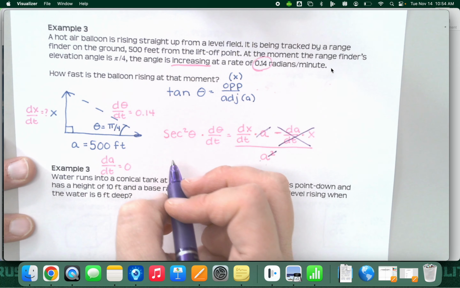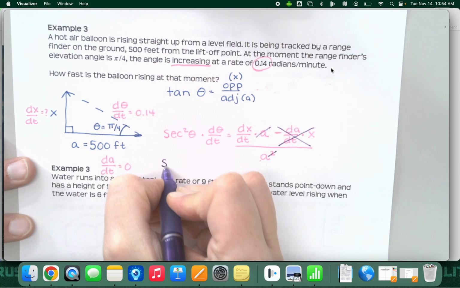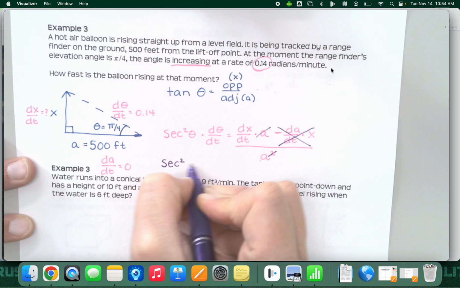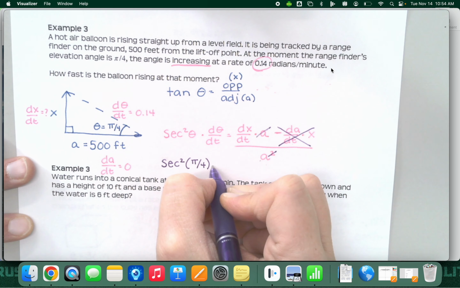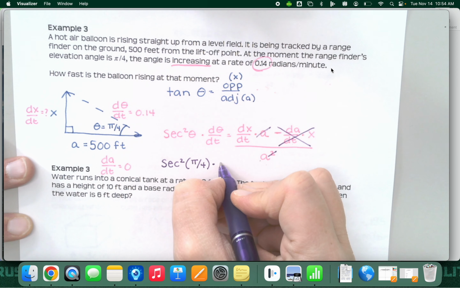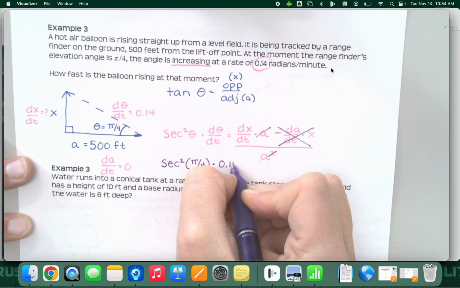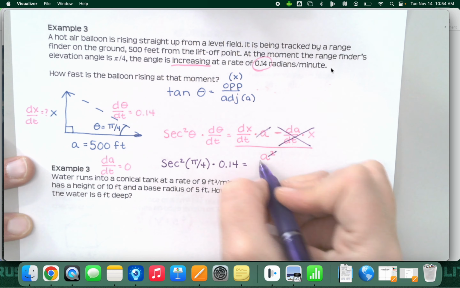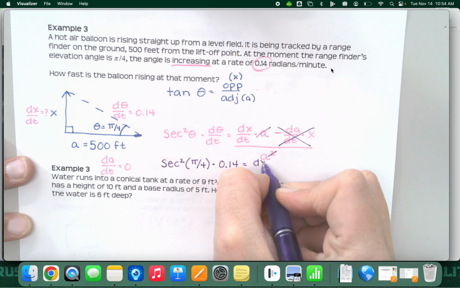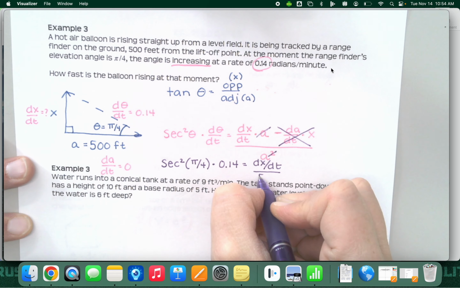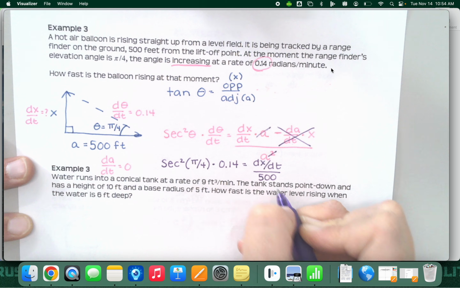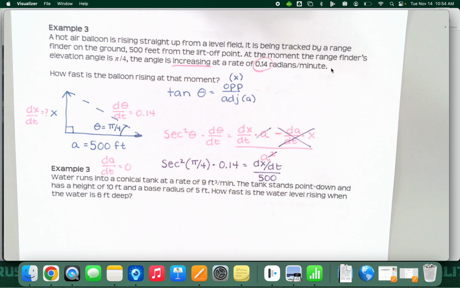So I have secant squared theta. So I'm going to do secant squared of pi over 4 times d theta dt, which is 0.14. And then this equals dx dt over a, which is 500. Okay? And then all I really have to do is multiply by the 500 over here on the other side.